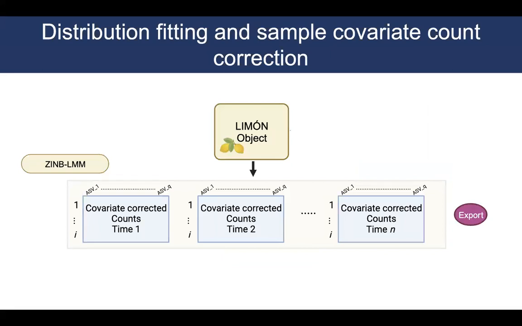The count data are fit to a zero-inflated negative binomial linear mixed model with each ASV as an outcome and the covariates as predictors. The corrected values are extracted by subtracting the residuals from the fitted values and splitting by time point. Users can specify if providing raw counts or proportion data of relative abundance.